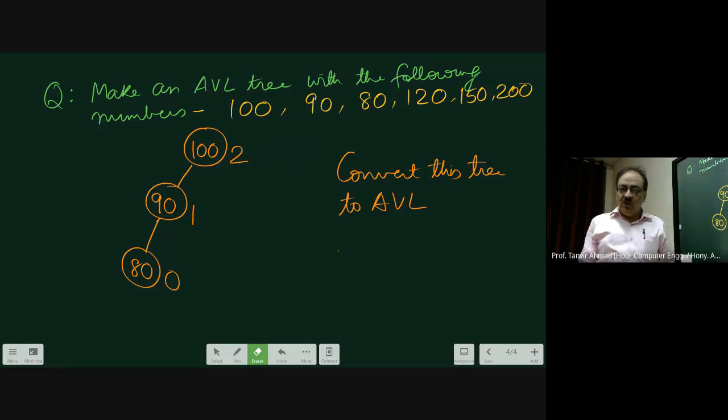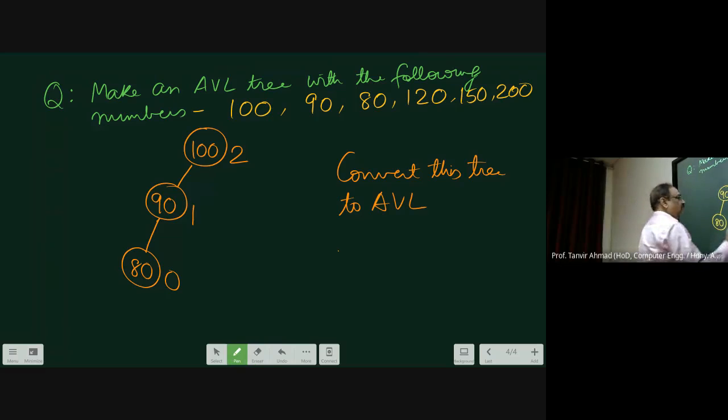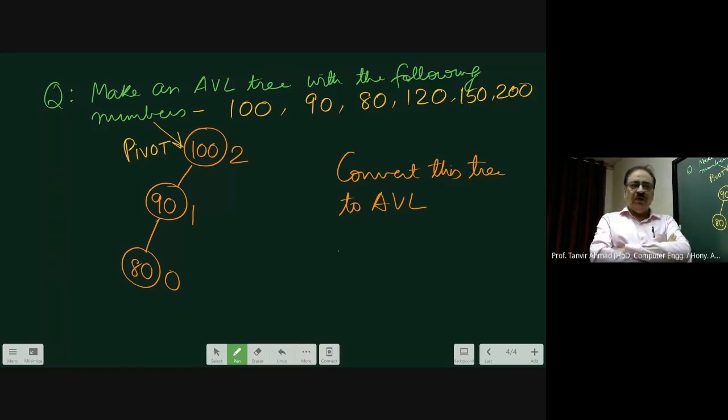The node which has the balance factor equal to 2 or minus 2 will become the node called the pivot node. This node will be the pivot node, because the node having a balance factor equal to 2 or minus 2 will be a pivot node. In this case, there is only one node having balance factor 2. Therefore, obviously that will become a pivot.